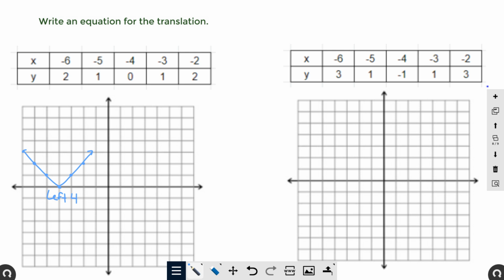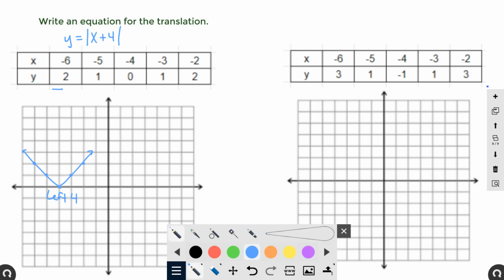You could, but with Math 3, they have more shifts in them, so you have to be careful. All right, so let's write the equation for this one. If it just moves left 4, we would say y equals, good, absolute value of x plus 4. The plus is inside the absolute value.